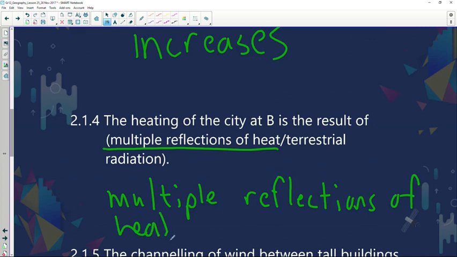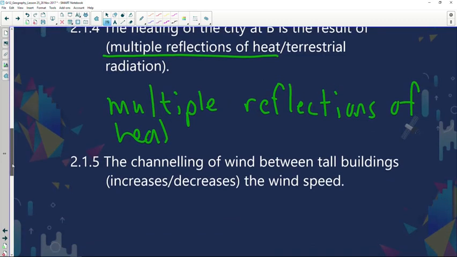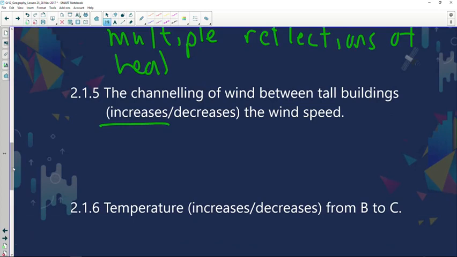The channeling of wind between the tall buildings: does it increase or decrease the wind speed? It definitely increases the wind speed between them, because the wind can only move in one direction. The infrastructure creates obstacles for the wind and channels the wind in only one direction.